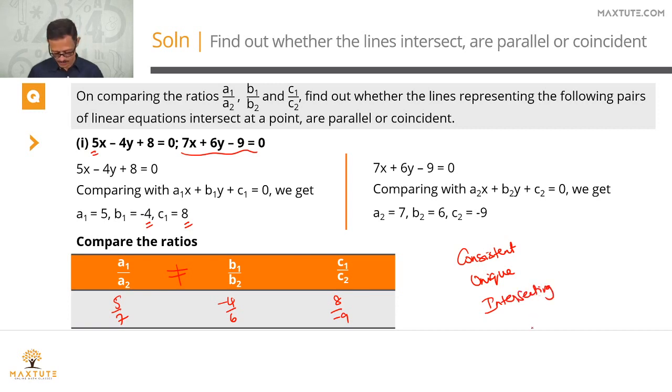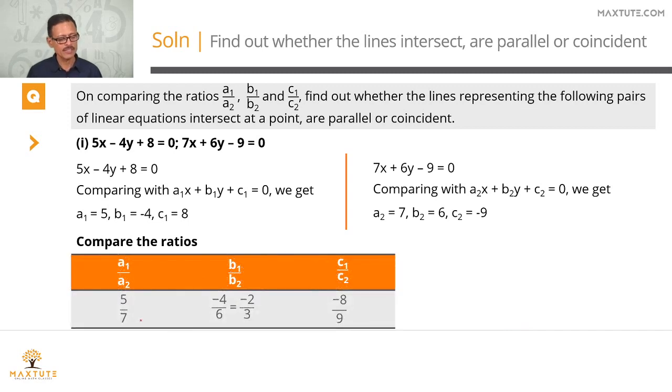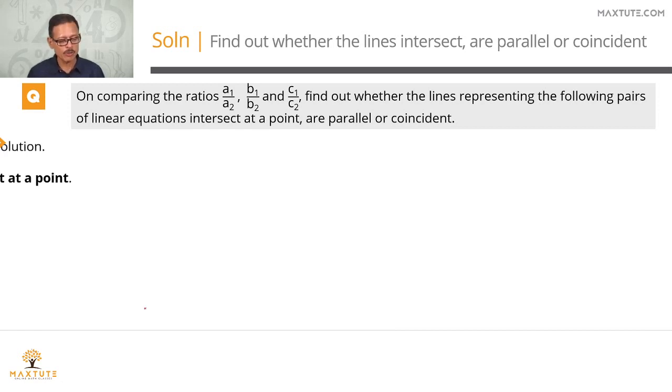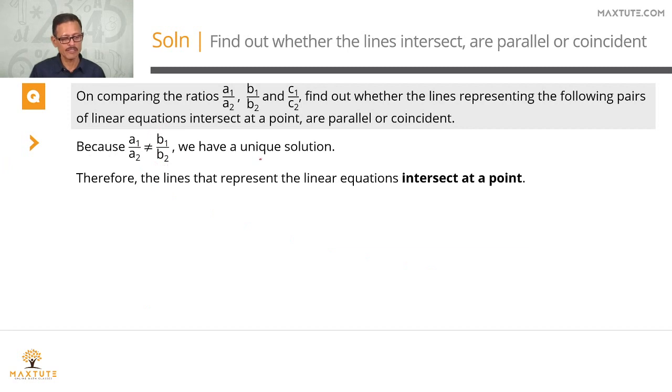Quickly summarize this. We found out the ratios. The ratios are 5 by 7, minus 2 by 3 when reduced, and c1 by c2 is equal to minus 8 by 9. This is not equal. That's good enough. It doesn't matter whether this is equal or not. Obviously, we're not going to be worried about it. So because a1 by a2 is not equal to b1 by b2, we have a unique solution. They intersect at one point. This is a consistent system of linear equations.